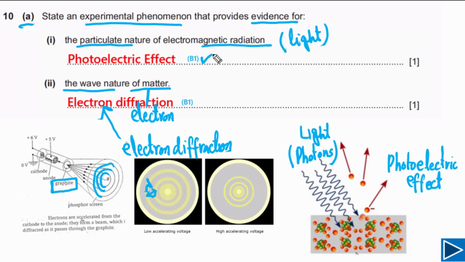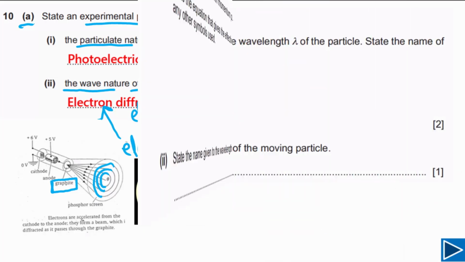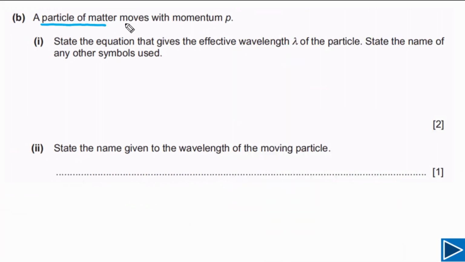So these are B marks. It must be in the answer. For part B, a particle of matter moves with momentum p. We need to state an equation that gives the effective wavelength of the particle, and we need to state the name of any other symbols used. In this case, you can see we have symbols for 2 quantities, for momentum and for wavelength. And if we use any other symbol for any other quantity, we have to state the name of the symbol.